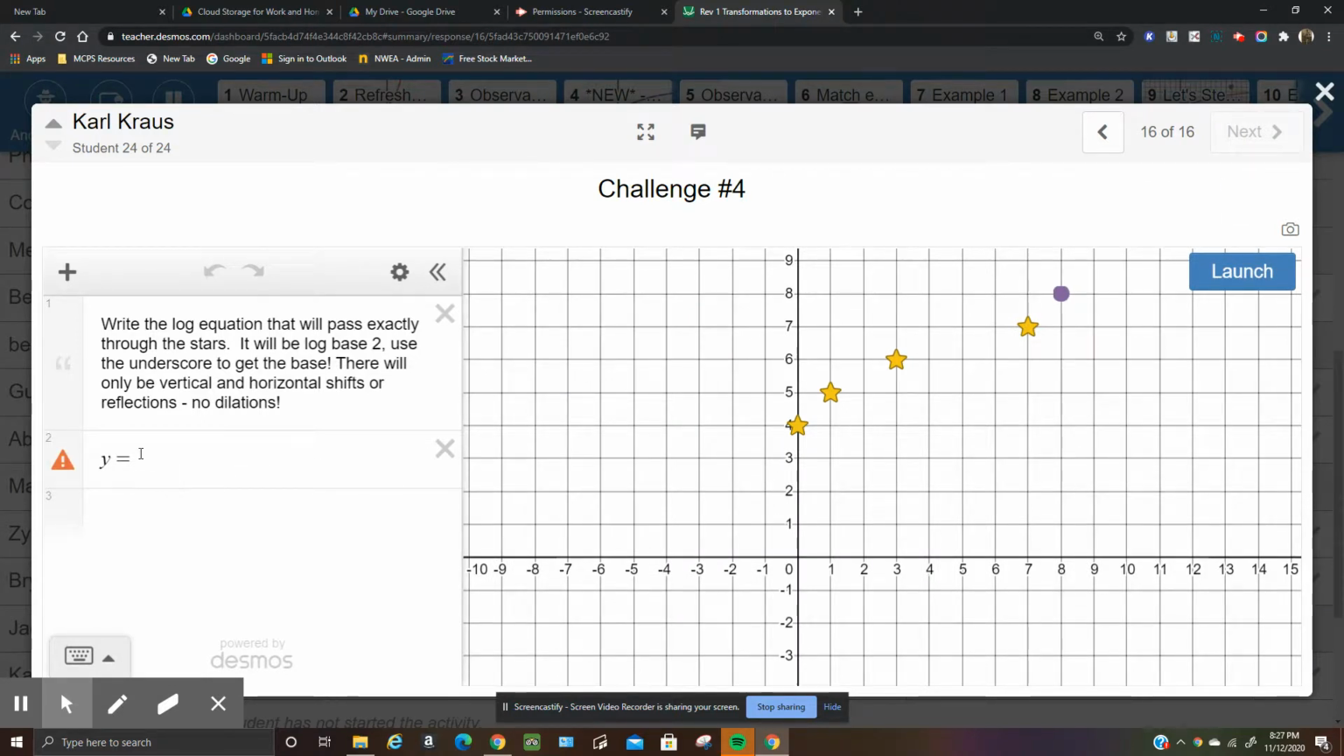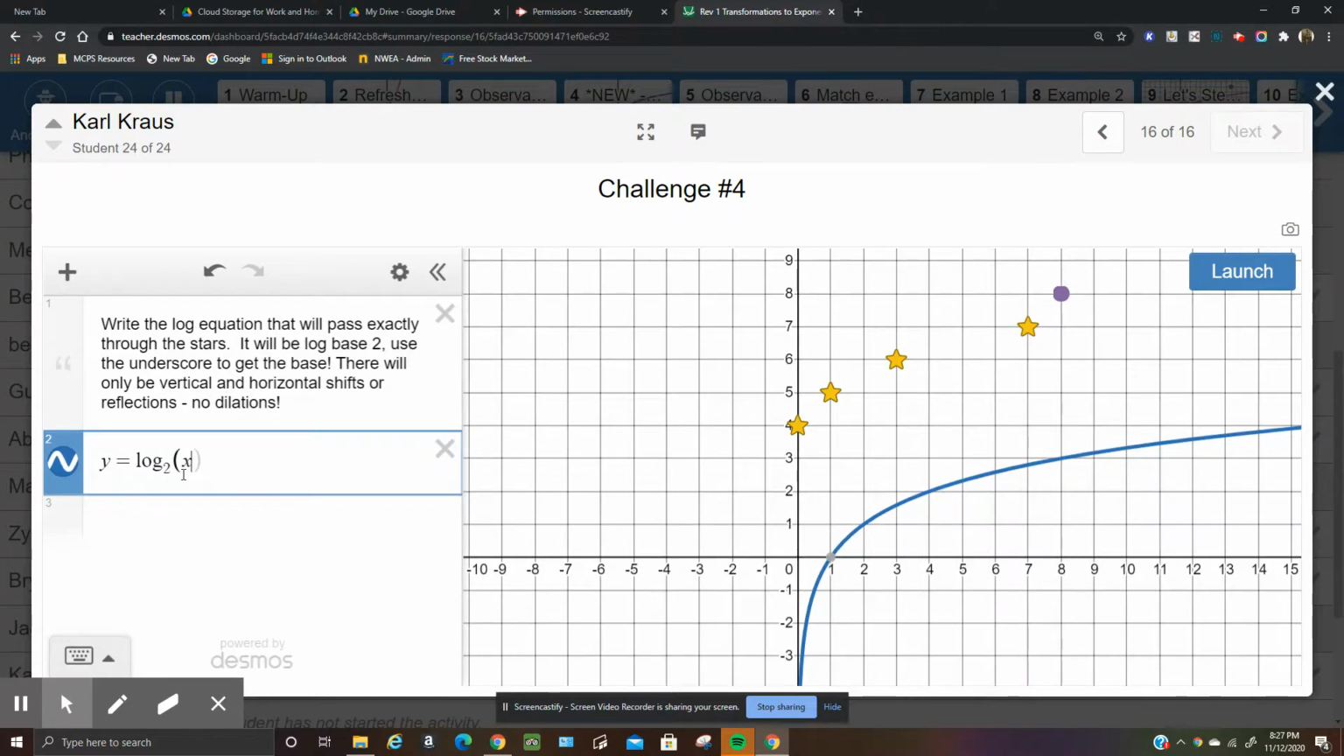And the last one, you want log base 2 again. There's the original, log base 2 of x. It looks like we want the asymptote to be -1, so +1. And then move it up. So let's try +4. Yep.